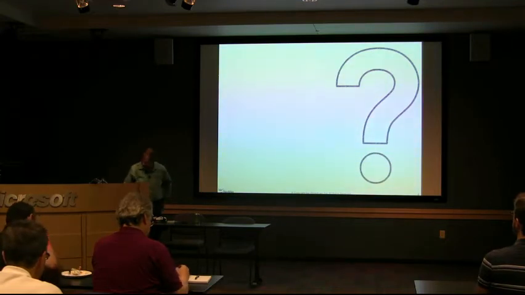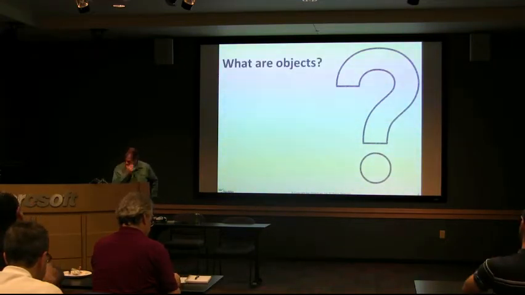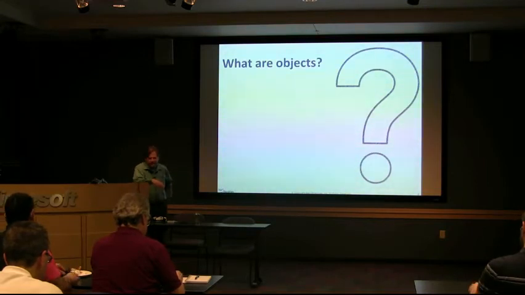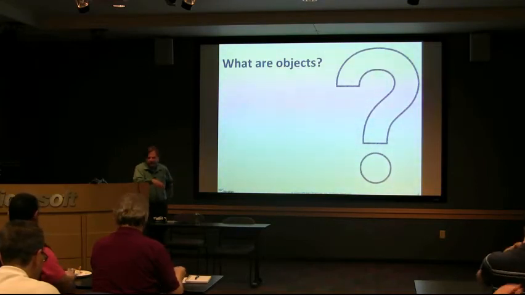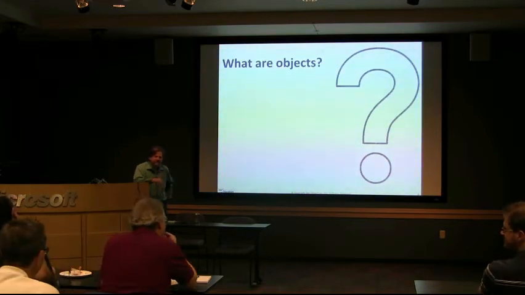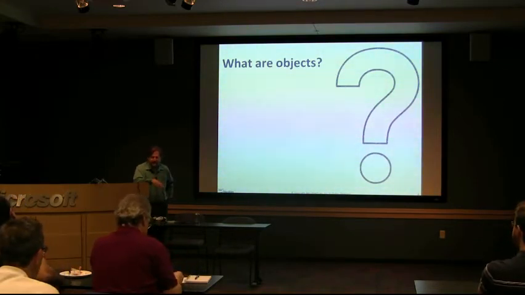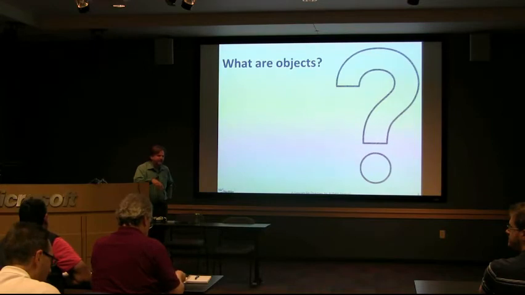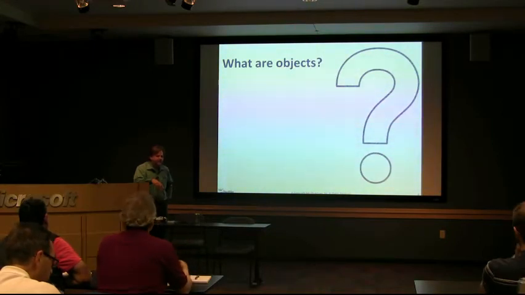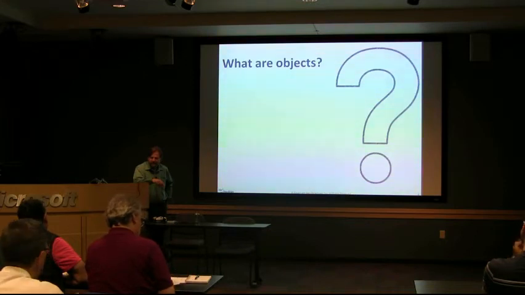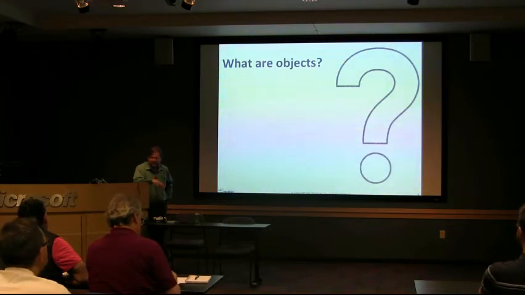So let me ask a question. What are objects? So you tell me, what do you think of an object as being? Come on, somebody say, what's an object? Say your kid knows you're programming and you say you do objects. They say, what's an object? It's an abstract of the real world. Okay, cool. Abstract of the real world. Give me another definition.